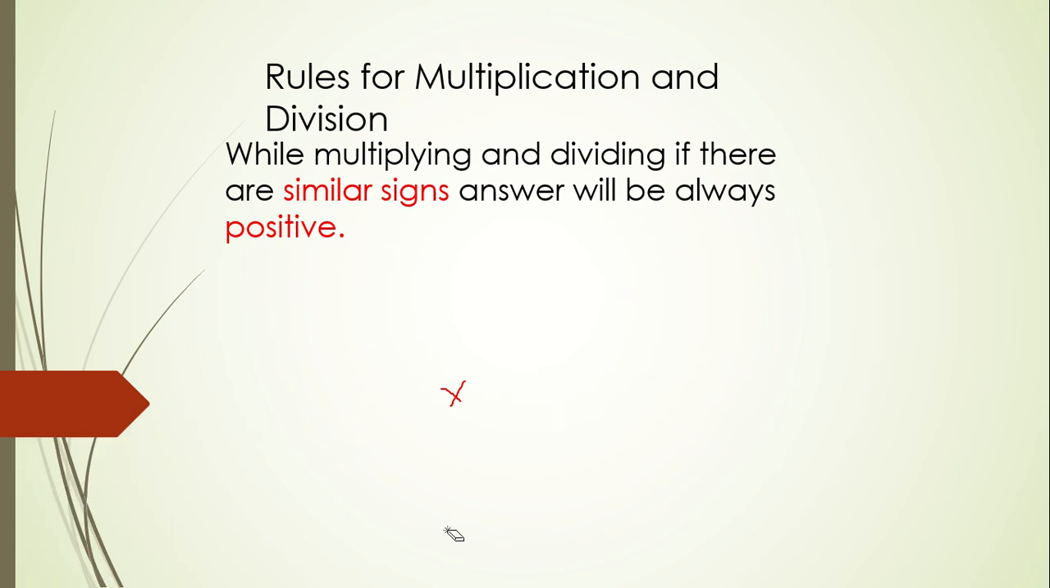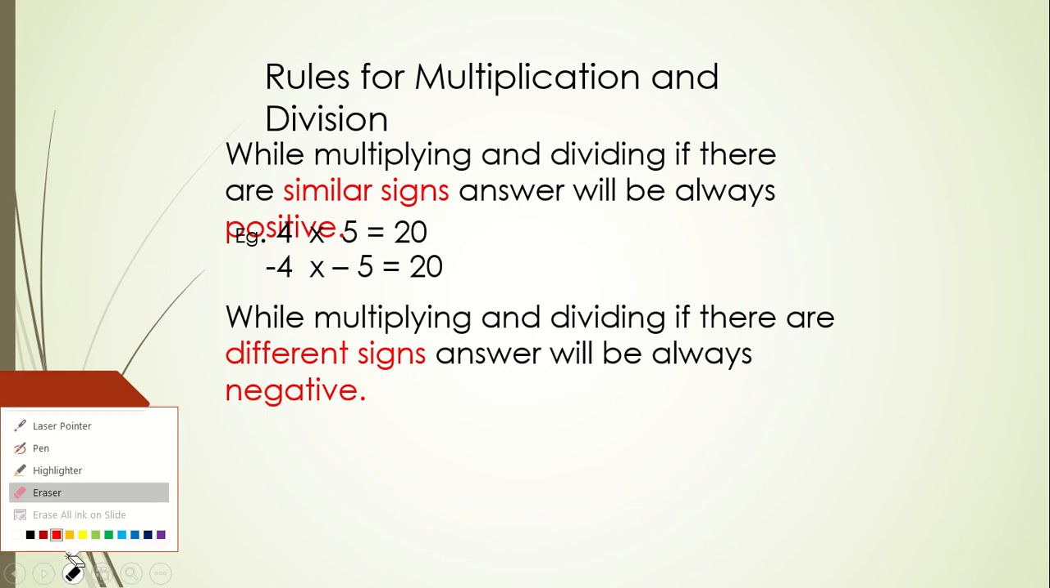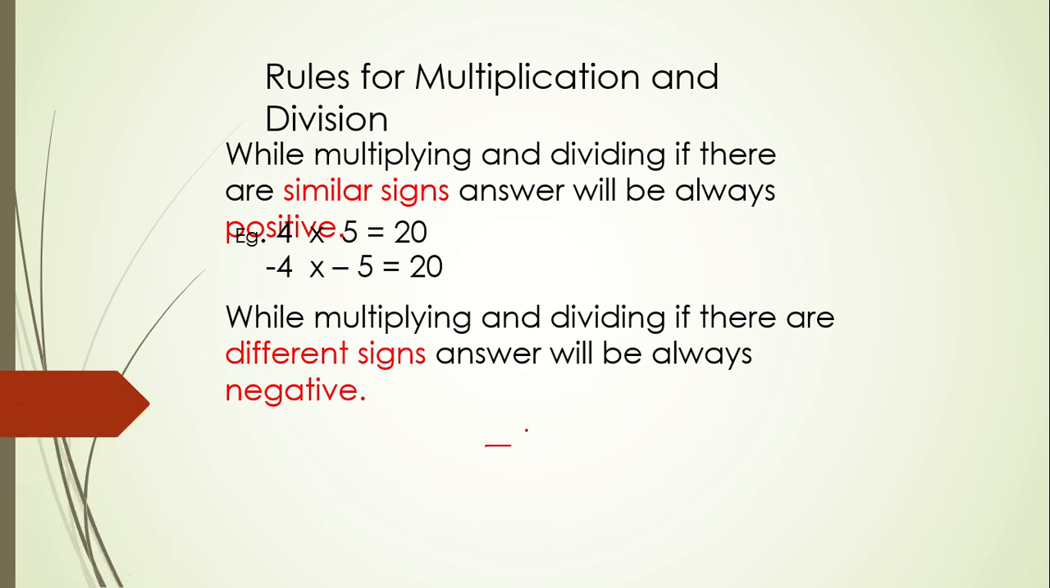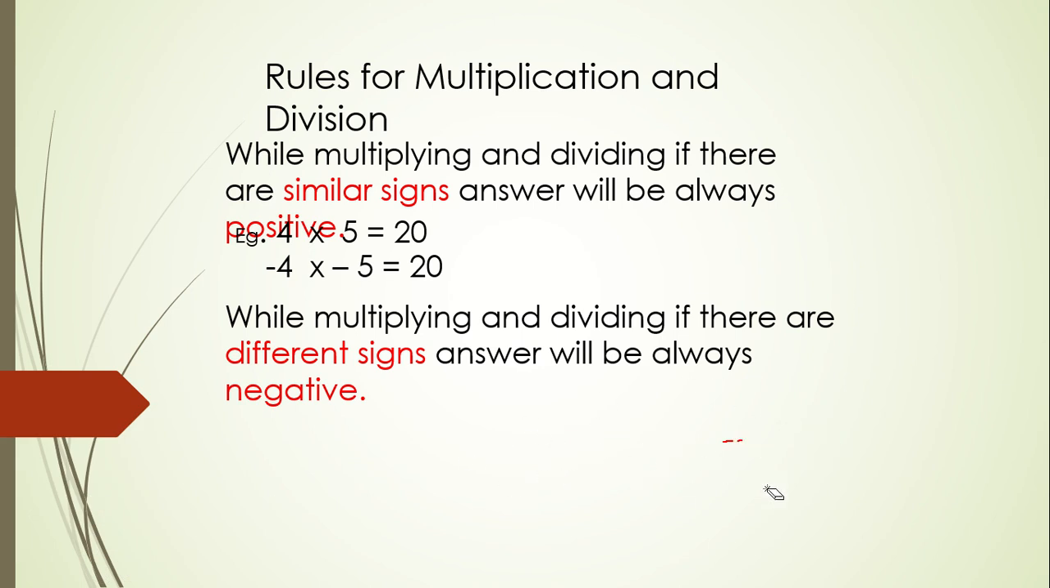If signs are similar, positive positive, negative negative, then the answer will always be positive. And if there are different signs, meaning positive negative, negative positive, then the answer will always be negative. While multiplying and dividing, if there are different signs, the answer will always be negative. Like if we have minus 5 multiplied by 3, the answer will be minus 15. So similar signs, the answer will always be positive. Different signs, the answer will always be negative.